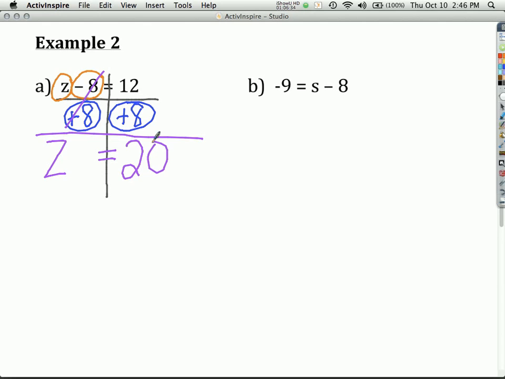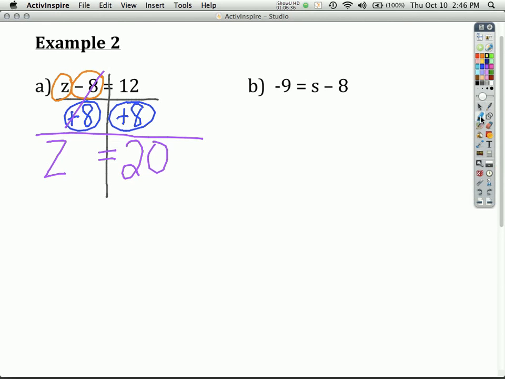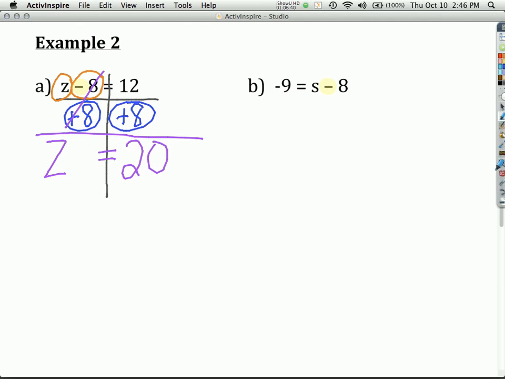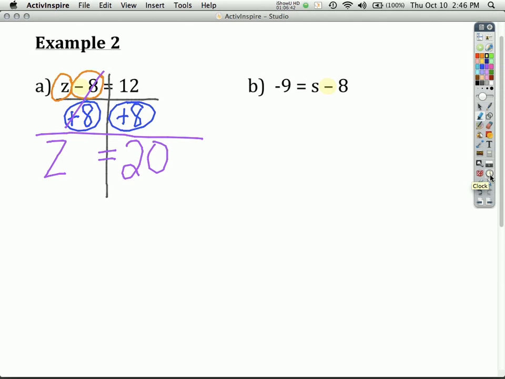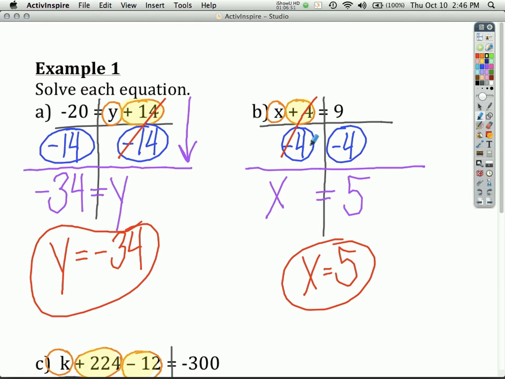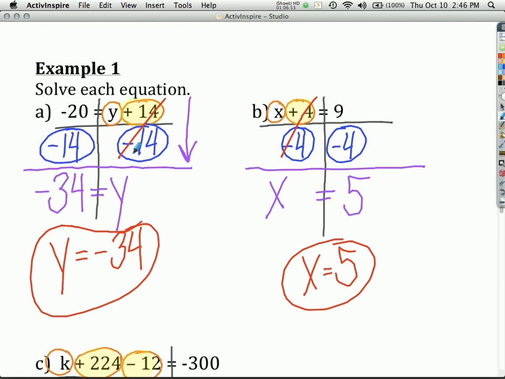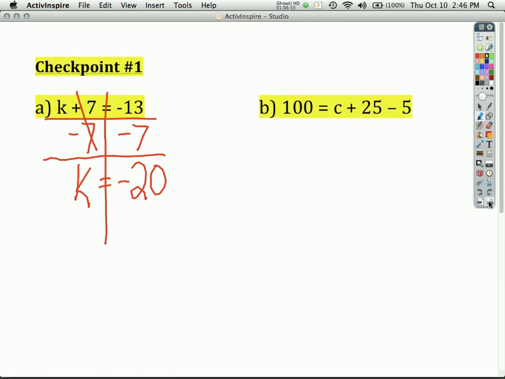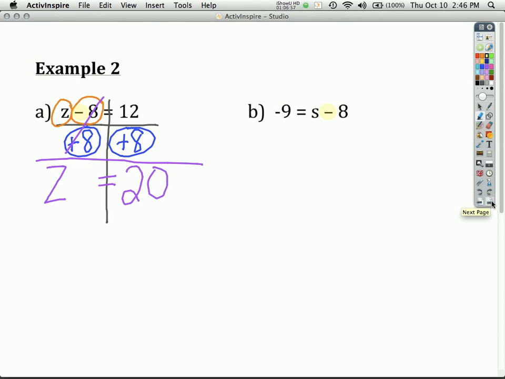So what was the major difference? The major difference is these two questions are subtraction equations, and the rest were addition. To solve them, the inverse was positive, whereas all the other questions, the inverse was negative. So the only difference is what goes inside the inverse bubble. Does anyone have any questions on that?